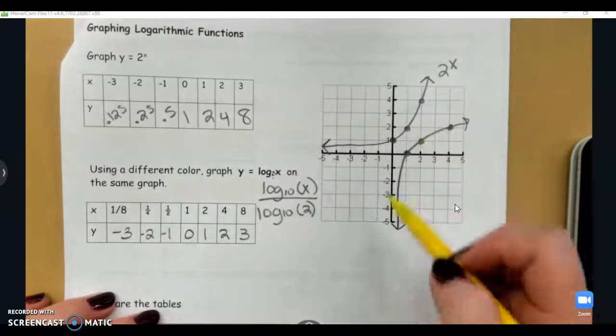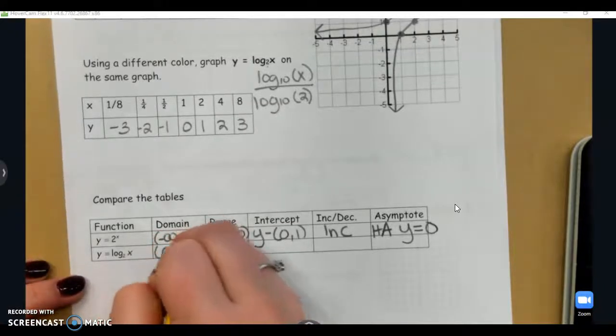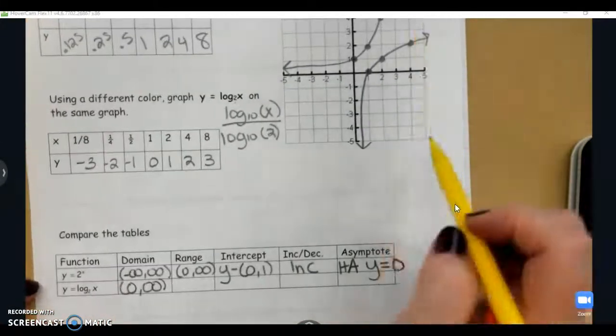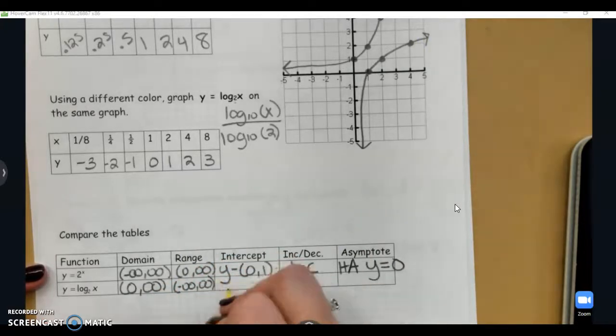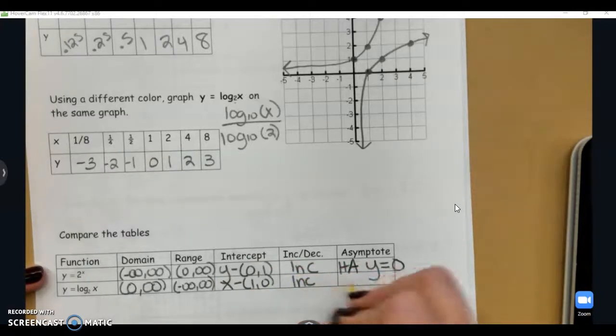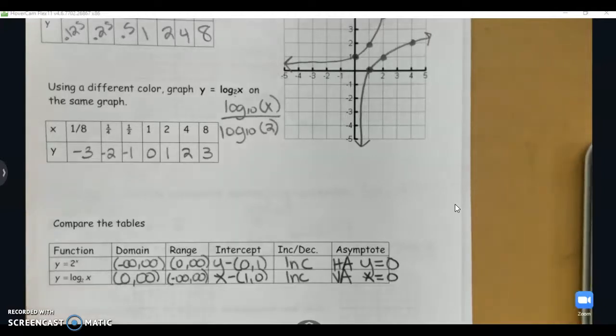So these need to be all positive numbers in our domain now. So our domain is only positive numbers, but our range is now all real numbers. My exponent can be any number. We now have an x-intercept at 1, 0. It's still an increasing function, and we now have a vertical asymptote at x equals 0. So that is what changes between the exponential and logarithmic functions.